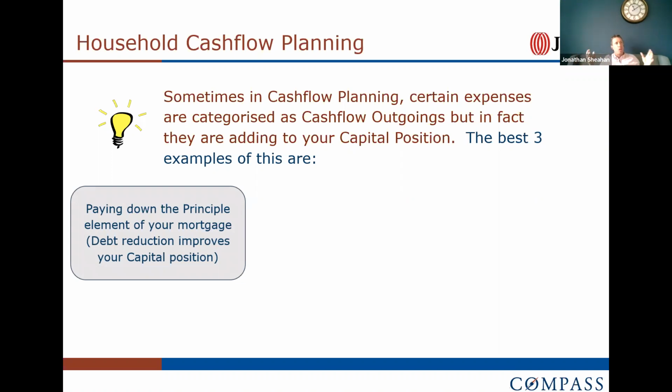So someone says to me, we're paying 2,500 a month into our mortgage, that's 30 grand a year, that's killing us from a cash flow point of view. I'll say, okay, well, show me the statement from the bank. Well, actually, of that 30,000, 20,000 is principal repayment and only 10,000 is interest. So yes, it's a cash flow drag of 30,000 per annum, but 20,000 of it is coming off your principal. So all else being equal, your capital position on your property is increasing by 20,000 per annum.